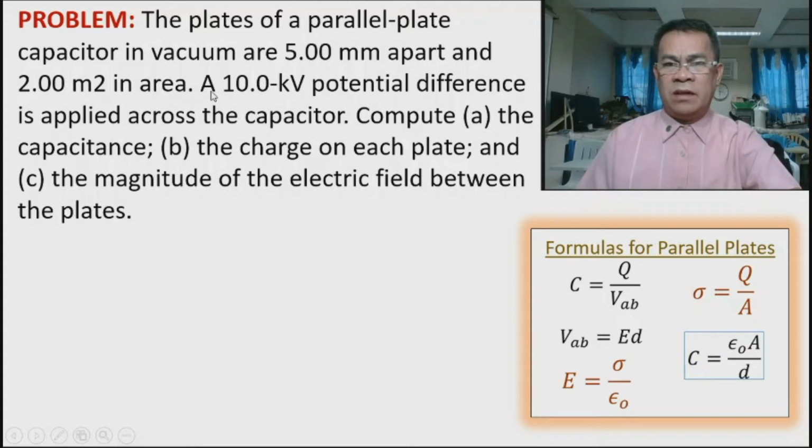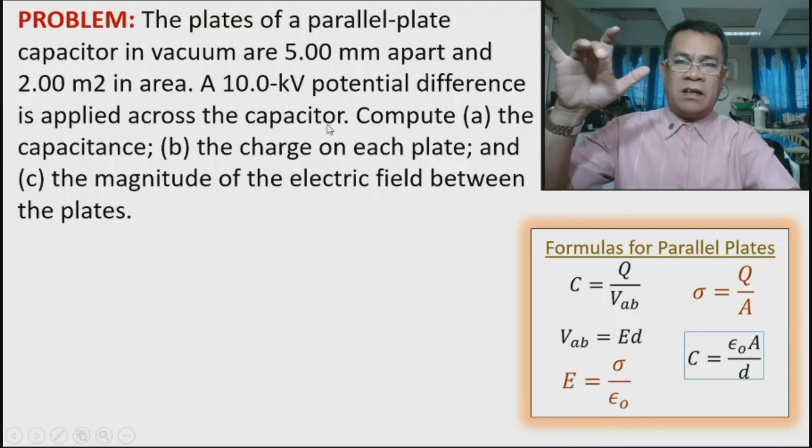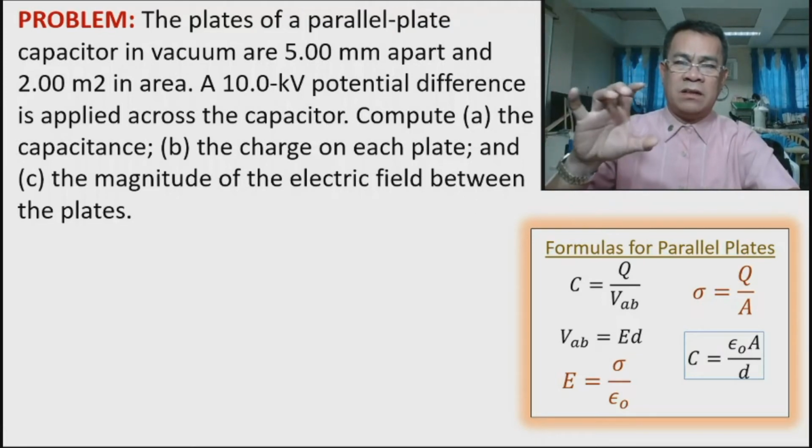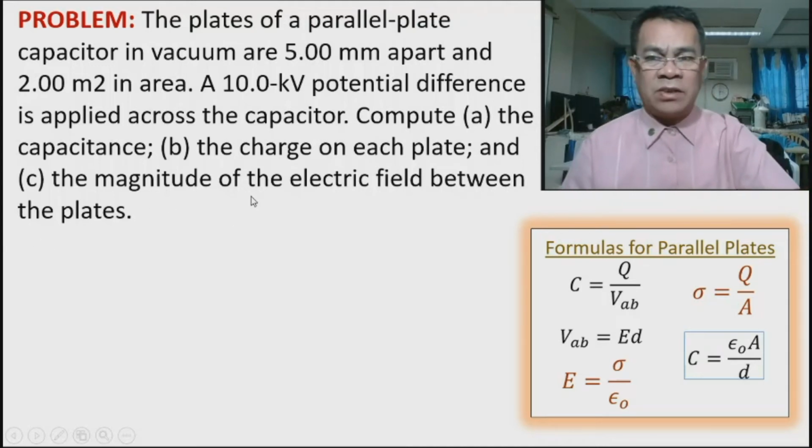Then we have the potential difference of 10 kilovolt applied across the capacitor, across conducting plate A and plate B. Compute letter A, the capacitance. Take note, these are the formulas. Letter B, you are asked to solve for the charge of each plate. And letter C, what is the magnitude of the electric field between the plates?